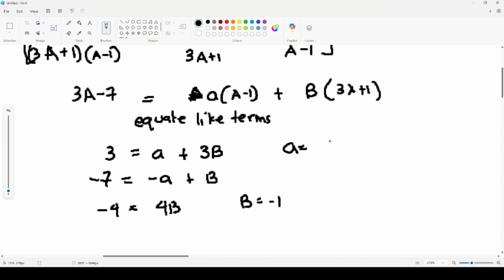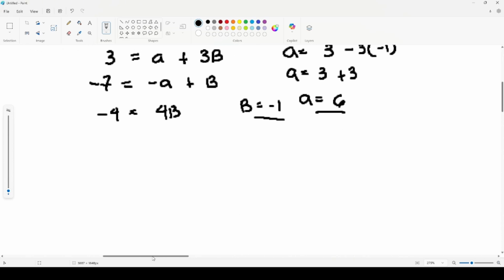A is equal to 3 minus 3 times negative 1. So a is equal to 3 plus 3. A is equal to 6. If that's correct, if b is negative 1, this will become plus 1, negative 6, or 6. So a is equal to 6, b is equal to negative 1. That is now the coefficients of our fraction.